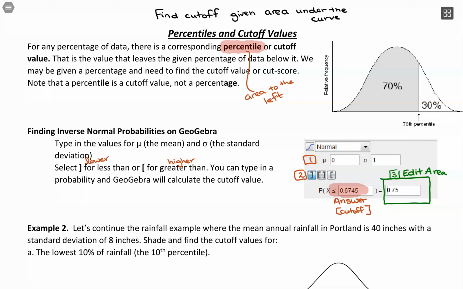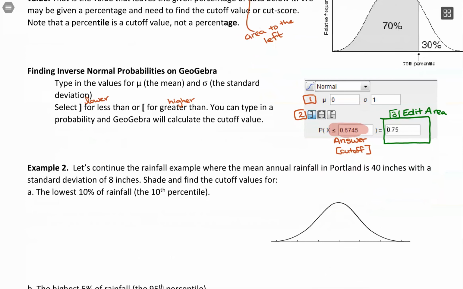But we're basically reversing, or it's even called the inverse in calculators, where what we did in the previous video was just a normal cumulative density function. What we're doing in this video is the inverse of that. So, all right, we're going to go back to our rainfall example. So we have Portland rainfall still, normally distributed with a mean of 40 and standard deviation of 8.